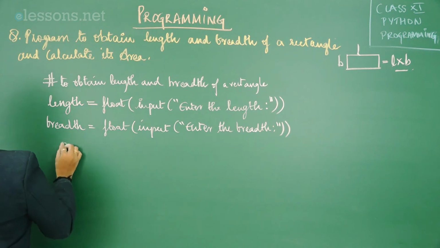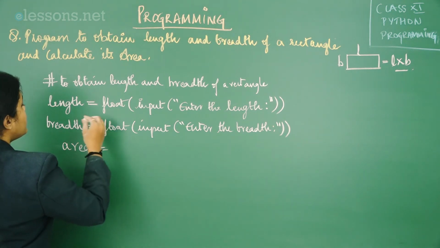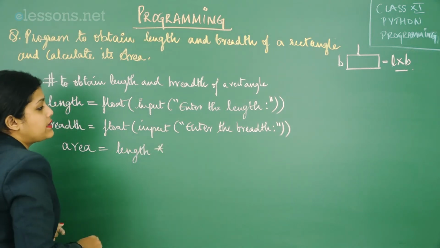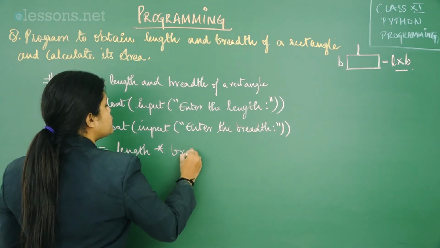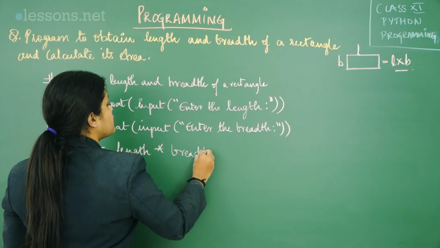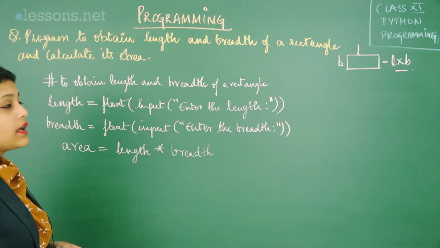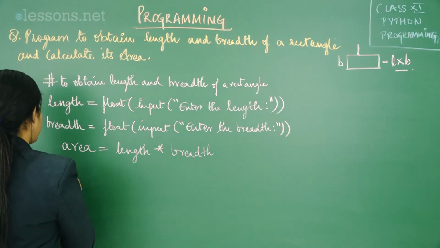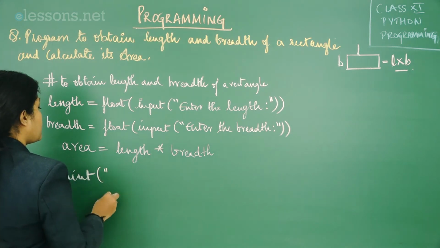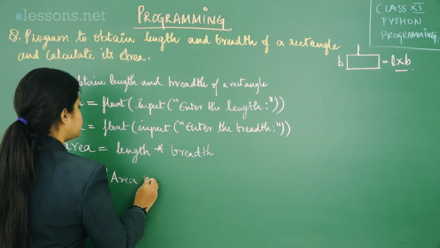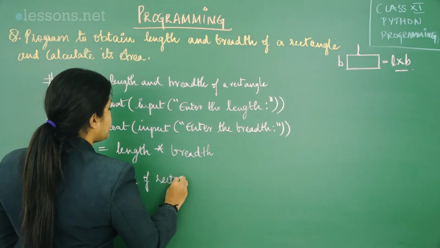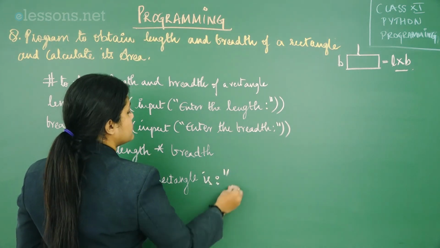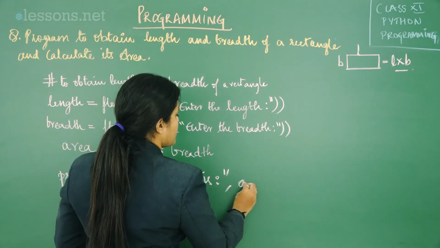Next, let me initialize a variable, that is area is equal to length. If I have to multiply, which arithmetic operator is it? It is star, correct? Length into breadth. Okay. Now, I need to calculate its area, means I have to print the area, right? So, I have print, area of rectangle is, area.